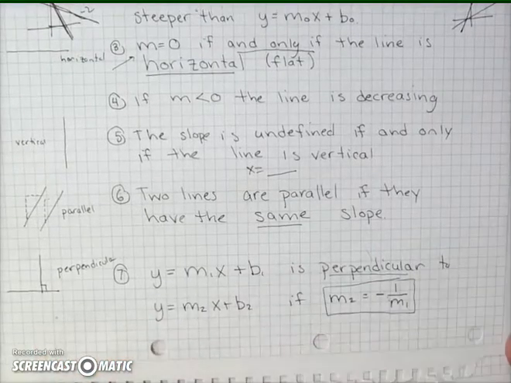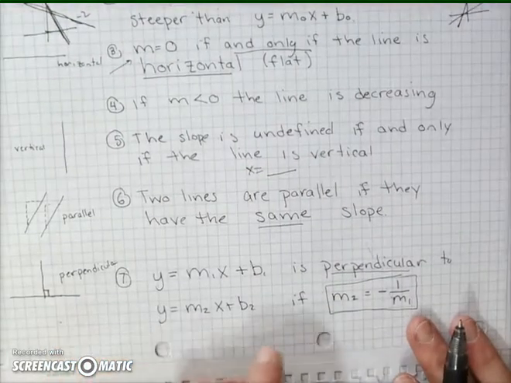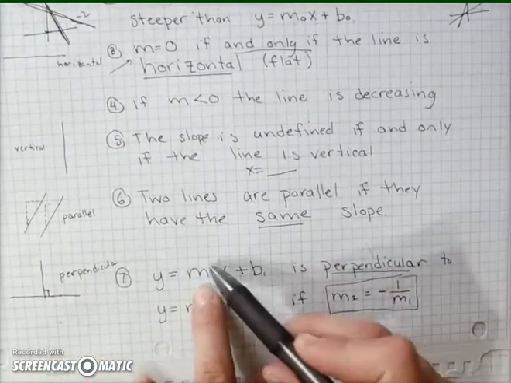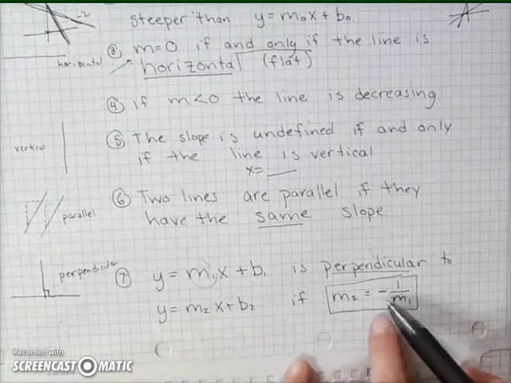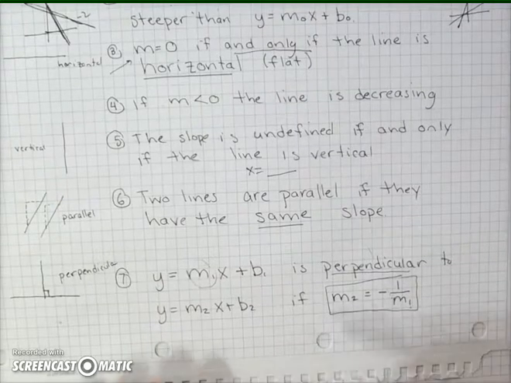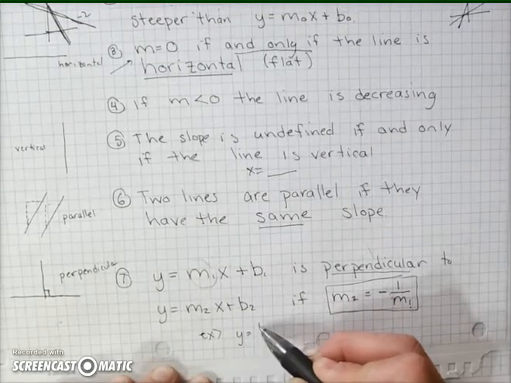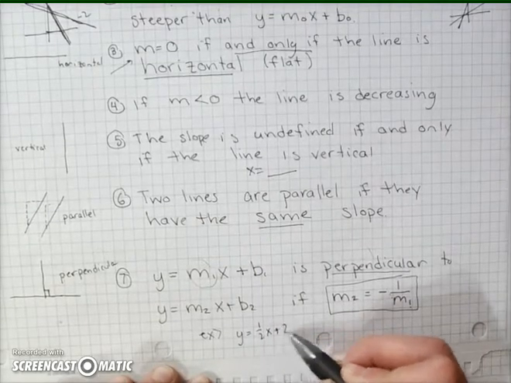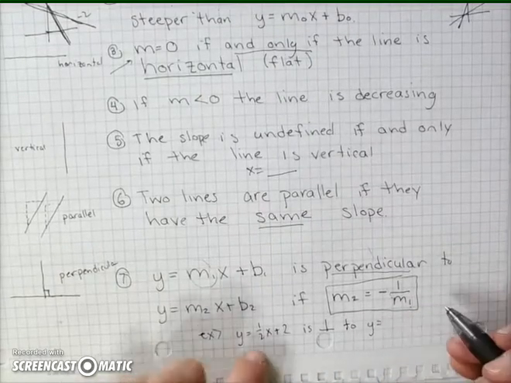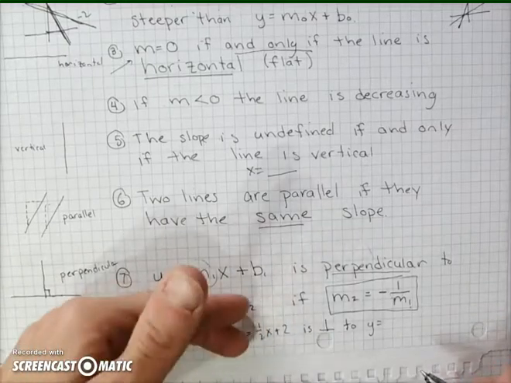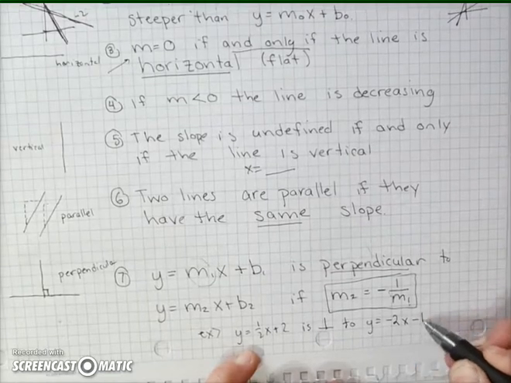And finally, two lines are perpendicular, so they form a right angle. If the slope of one, let's say we have m1 as our slope of one of them, then the slope of the other is minus 1 over m1. It's the negative reciprocal. So for example, y equals 1/2 x plus 2 is perpendicular to y equals, well, the reciprocal of this is 2, I flip it, and the negative reciprocal is -2, x minus 1.